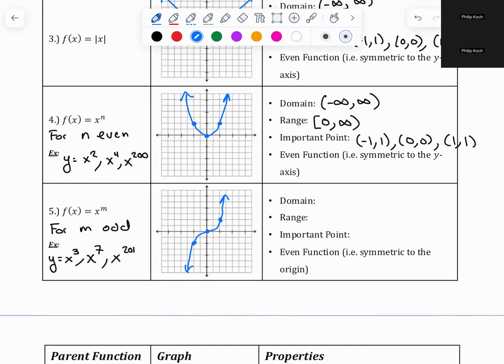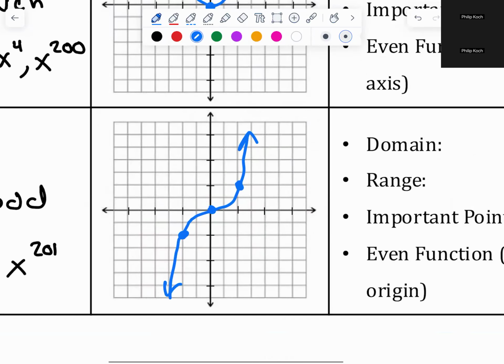I'm going to zoom in so you can see it better. Is that 2 or 1? It's -1, like so. You'll see that there are little tick marks every 2 tick marks. So it has (-1, -1), (0, 0), and (1, 1).